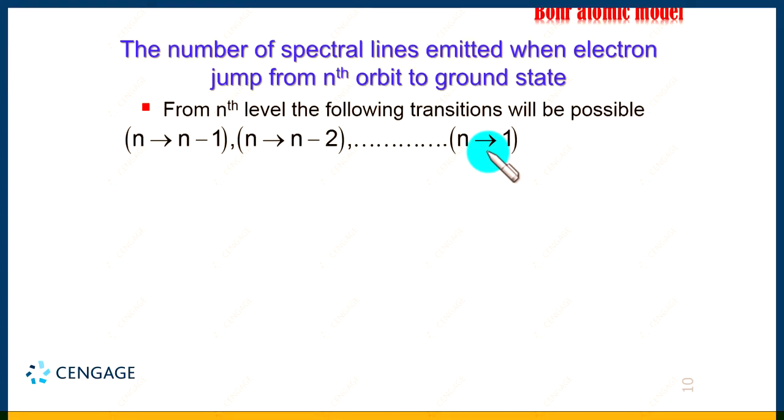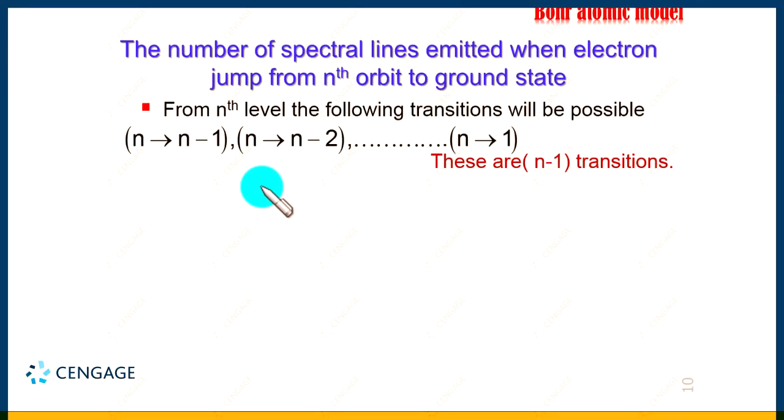Why are we considering this? Because a sample of the gas may have many atoms, and in a certain atom the excitation and de-excitation may go from n to n minus 1, and there may be possibility for getting the radiation corresponding to n to 1. If we count these number of the possibilities, these are n minus 1 possibilities, that is n minus 1 transitions.